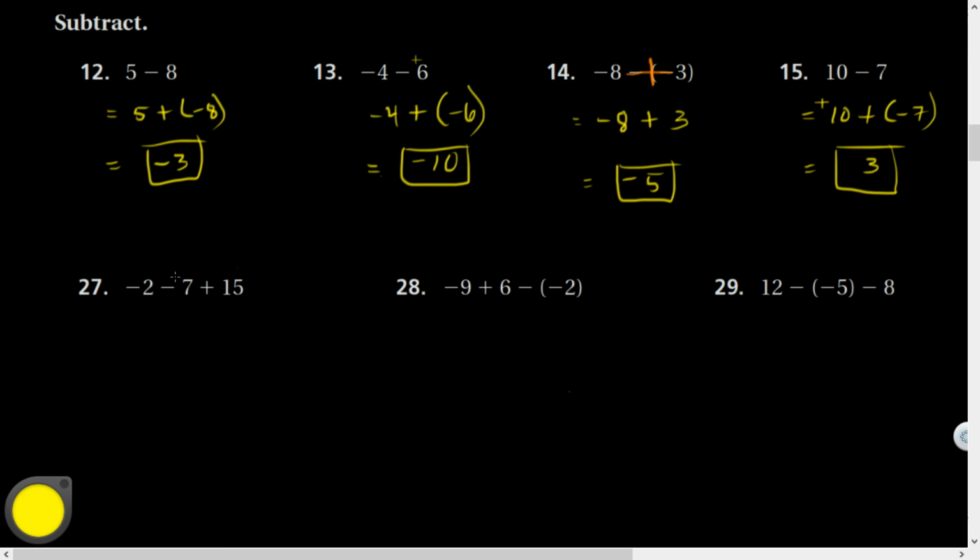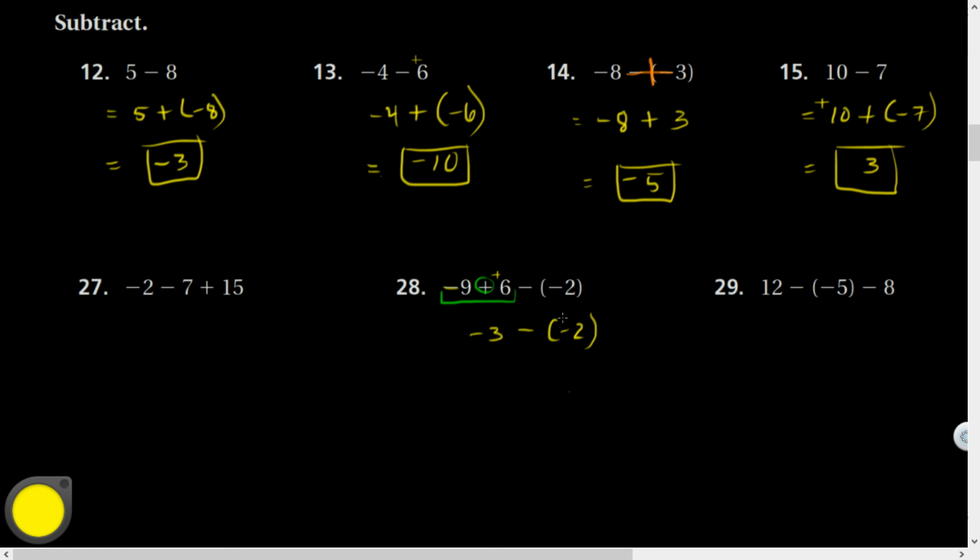Let's see. Let's pick one of these ones for me to do. Which one do you like? All right, 28. So I'm going to start with the leftmost addition, so I'm adding these first. Negative 9 and 6, their signs are different. It's a positive 6 and a negative 9, so I subtract the numbers. 9 minus 6 is 3, but who is more influential? Negative, yep. So negative 3 minus a negative 2.